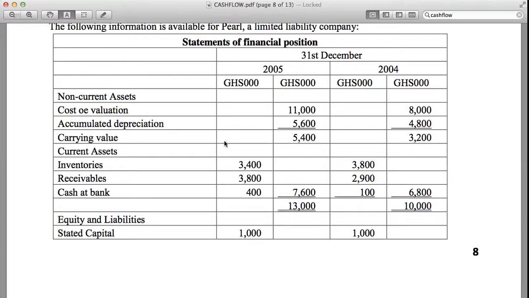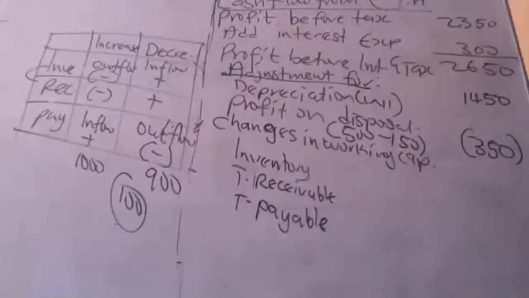Okay, so you can see the inventory figure. Where's the inventory figure? Good. So at the start is what? 3,800. At the end is what? 3,400. So it has what? Decrease. Good.